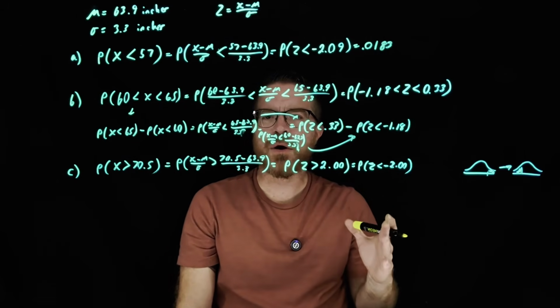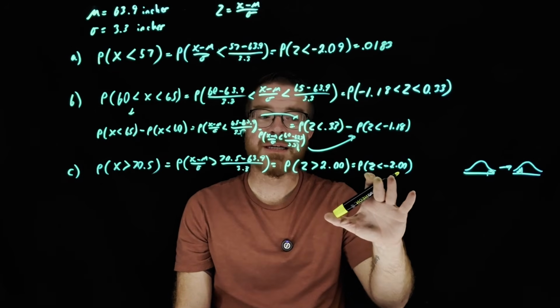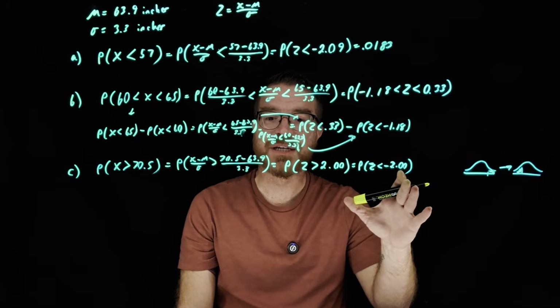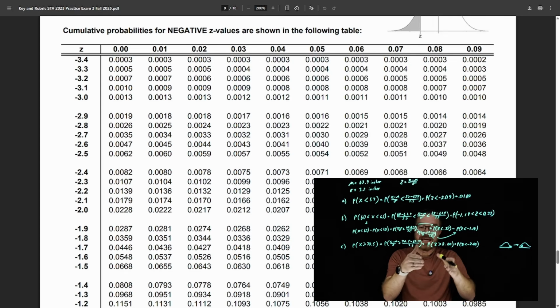Now, while we're here already on the negative z table, I'm actually going to figure out what this probability of z less than negative 2 is, because I'm already on that line. Going right back to our z table, we go to negative 2.0, but we stop at the first value, which is 0.0228.